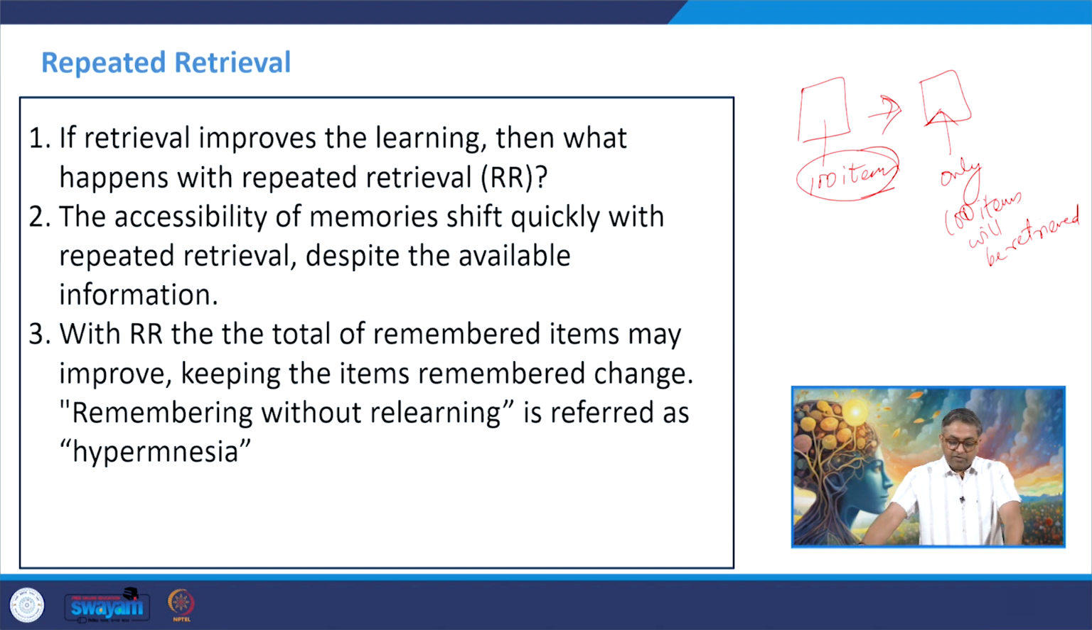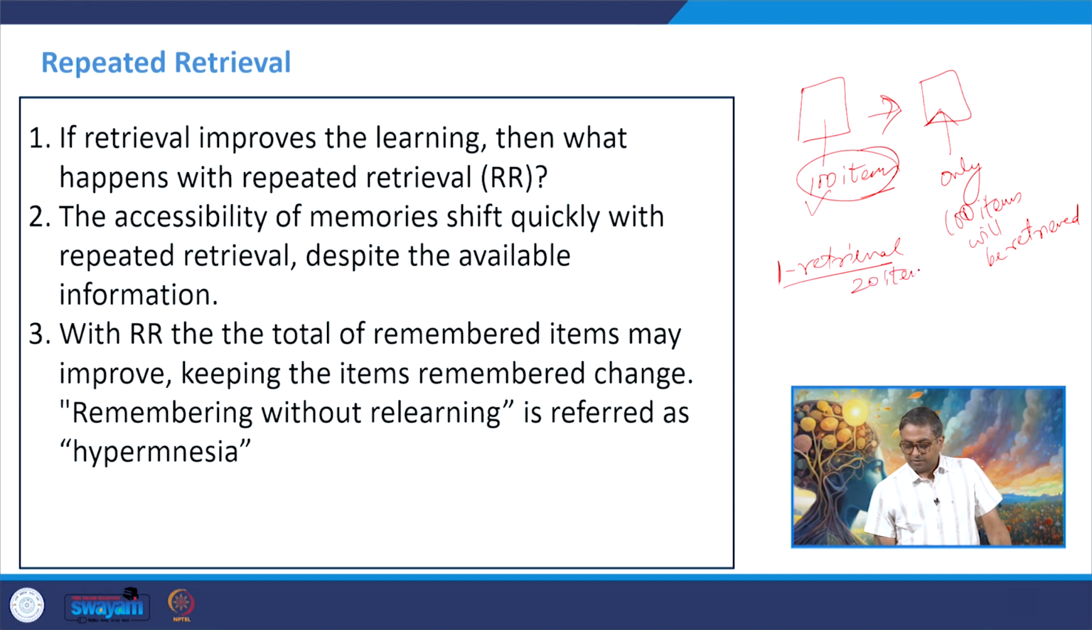Now with repeated retrieval, the total number of remembered items may improve, which means if a 100 item list is there, and if the person was performing upon one retrieval 20 items, let's say, this will improve 20 to 30 to 35 to 40 to 45 and so forth upon repeated retrieval.